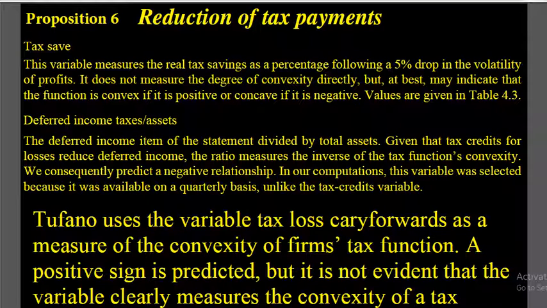Now, deferred income taxes over assets. The deferred income item of the statement divided by total assets, given that tax credits for losses reduce deferred income. The ratio measures the inverse of the tax function's convexity. Okay, deferred income taxes divided by assets.